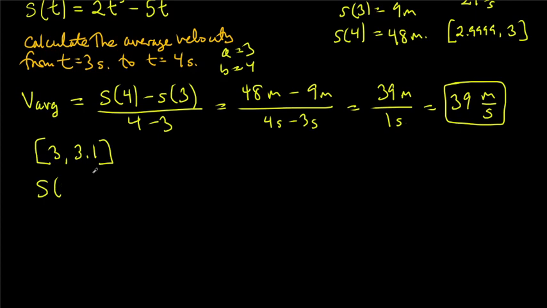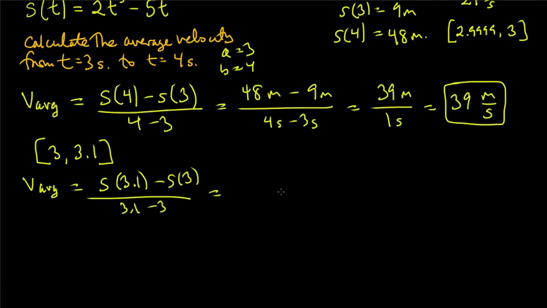So this is going to be s of 3.1, again, we're calculating the average velocity. So s of 3.1 minus s of 3 over 3.1 minus 3. Okay, so what's s of 3.1? It's 11.532. And then minus 9 over 3.1 minus 3.